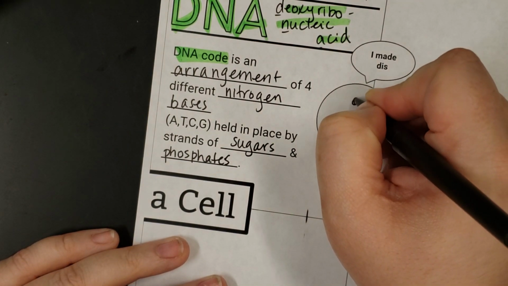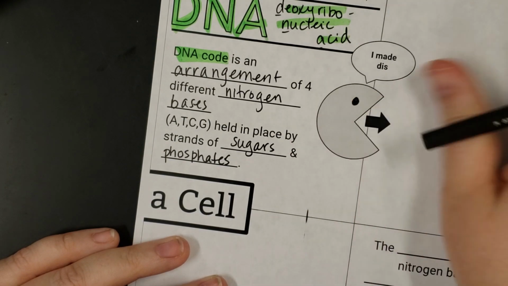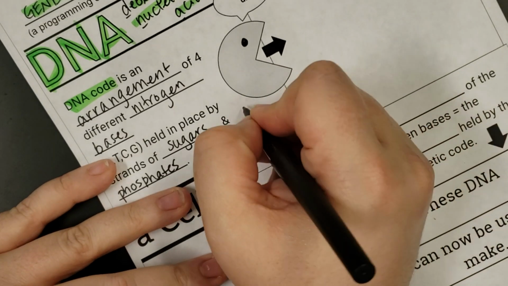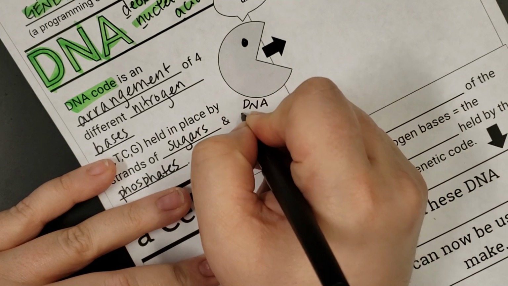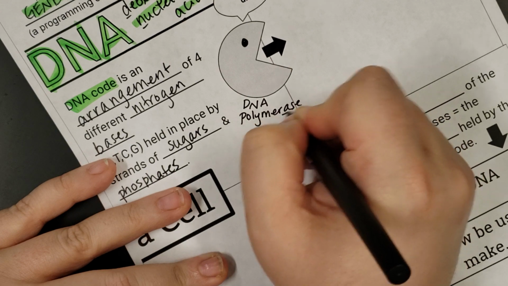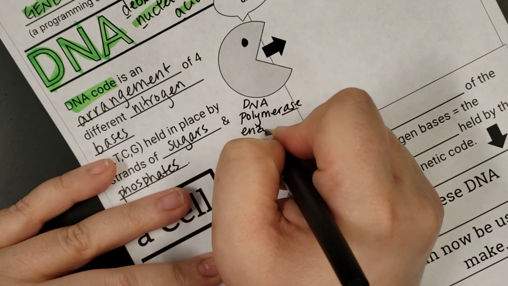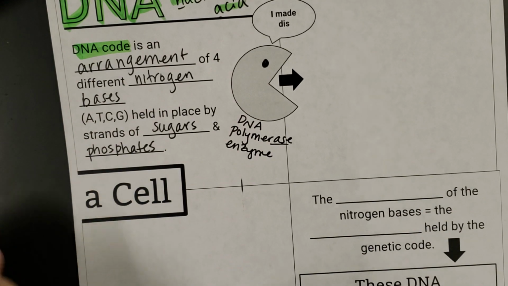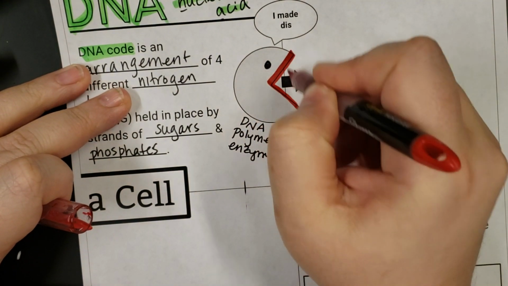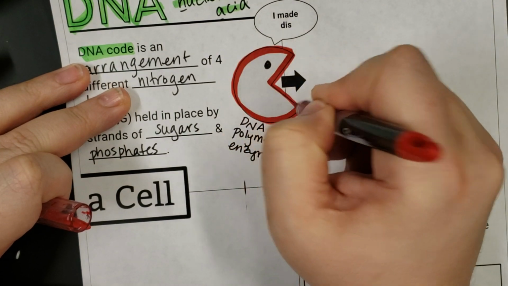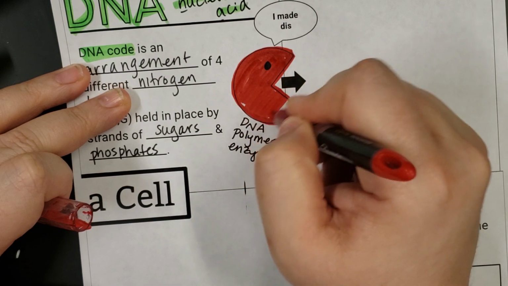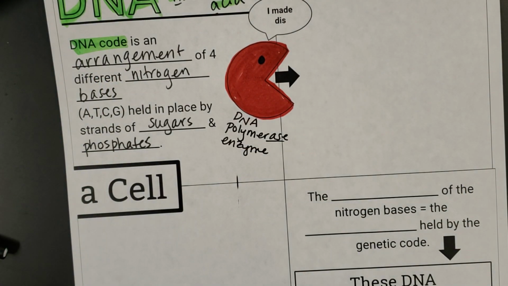Okay, so I'm going to draw a little eye on our Pac-Man here. This is an enzyme, and this enzyme's name is DNA polymerase. So like polymer and then ase, because it's an enzyme. Okay, and the job of DNA polymerase, we're going to color him red because he is a protein, is to make DNA. He takes the parts and he puts them together to form DNA strands.